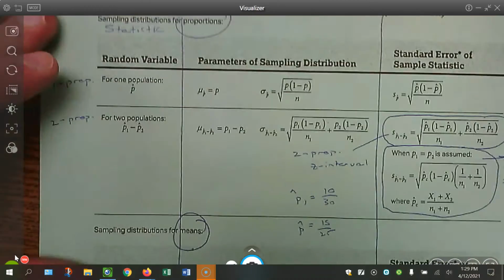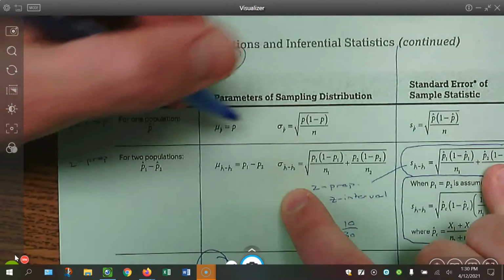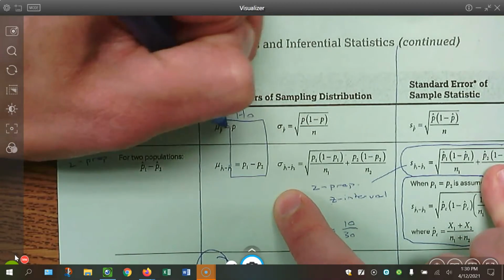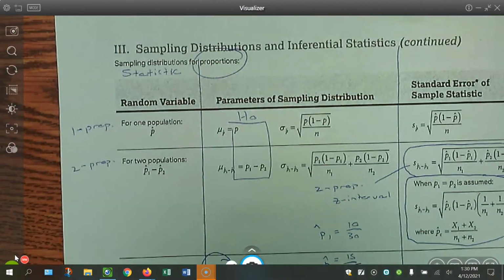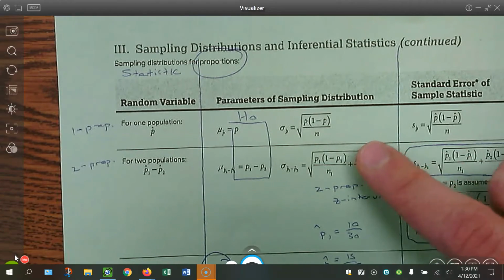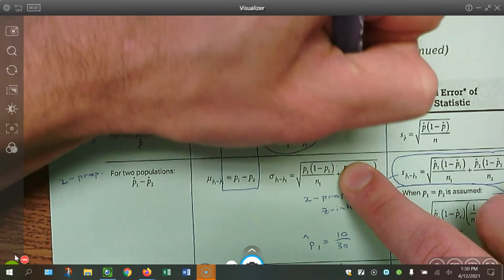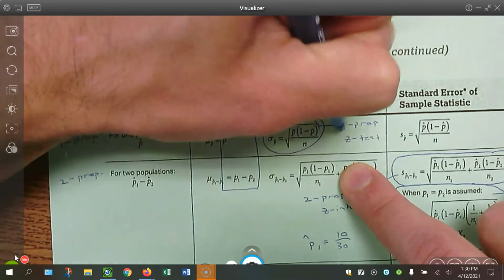As far as the parameters go, this is what you should be using for your null hypothesis. These are the symbols for the null: either p, or if you have two proportions, the difference between those. And then this is what you're going to use for a one proportion z-test, because we have a claimed value for the null.